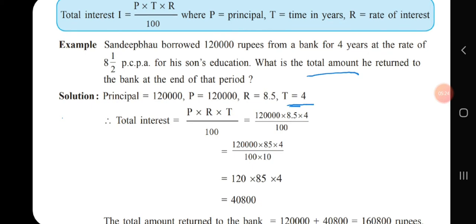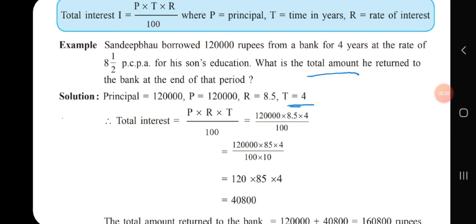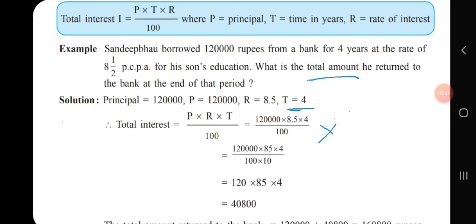So here, if we want to remove the decimal point of 8.5, we have to multiply and divide by 10 on both sides. So it will become 1,20,000 into 85 into 4, whole divided by 100 into 10. This 10 is extra, that is this one. Now the zeros get cancelled. From 10, one 0 will go. Total 3 zeros are there in the denominator, so from the numerator also 3 zeros will go.